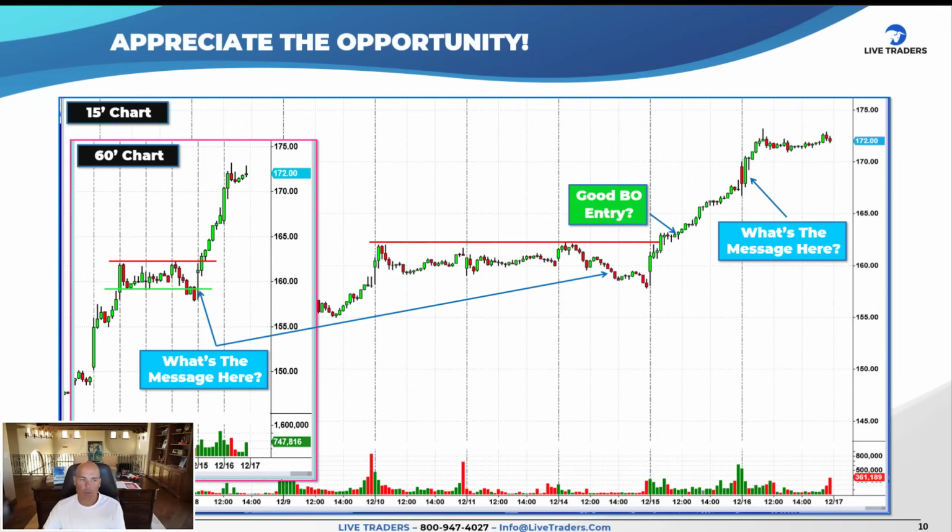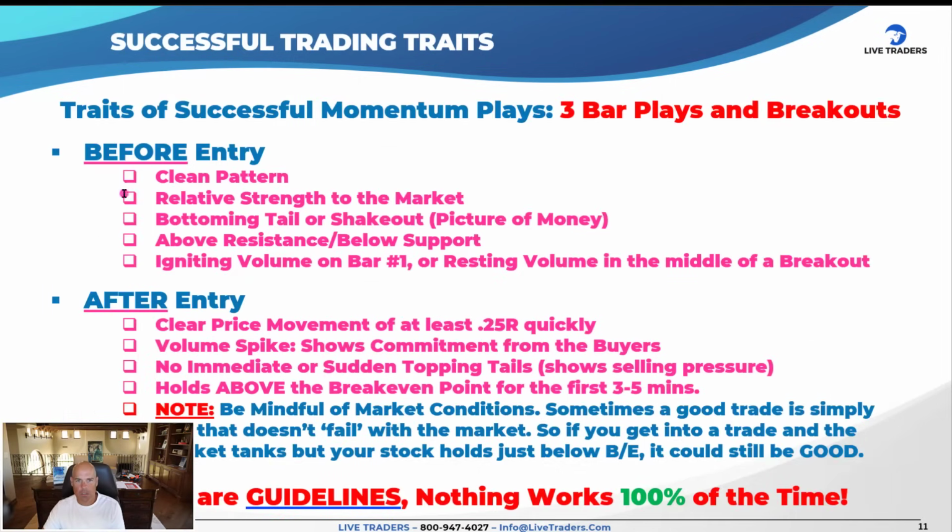So now we're going to change gears slightly, same general topic, and move into successful trading traits, and when you should have a very good understanding of whether a stock is going to work or not. Now, I understand the first comment that people are going to make is, well, what if I'm an all or nothing trader?